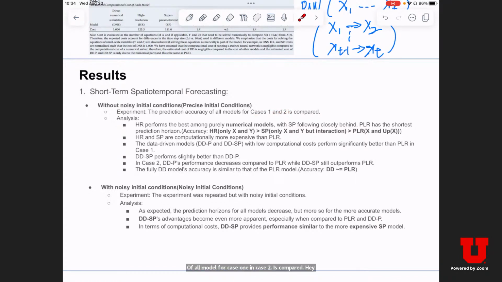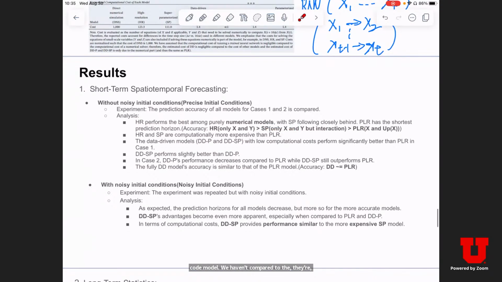And we can see the HR model performs the best among the NIMBLE models, and SP follows closely behind. And PLR has the shortest prediction horizon, which just means the PLR model cannot do a very good prediction in the short-term spatial temporal forecasting. But these three models are the NIMBLE models. We haven't compared them to the machine learning models.